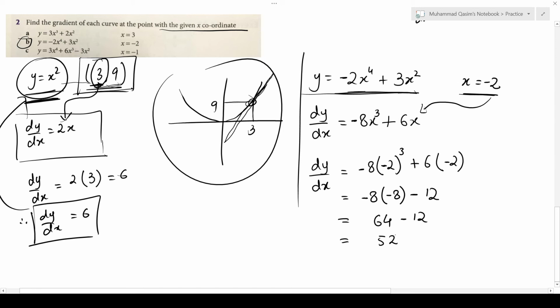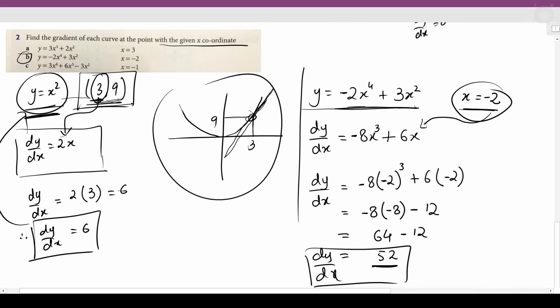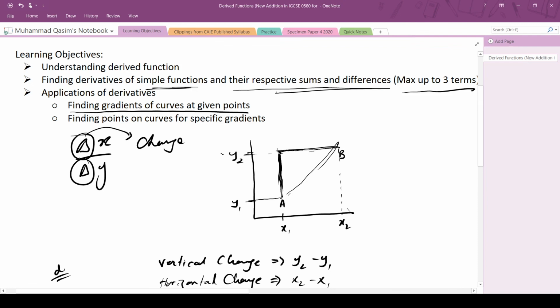So the gradient of the graph y equals minus 2x to the power 4 plus 3x squared at the point where x is minus 2 is 52. Now this is the first application of derivatives. This is how you use the derived function.